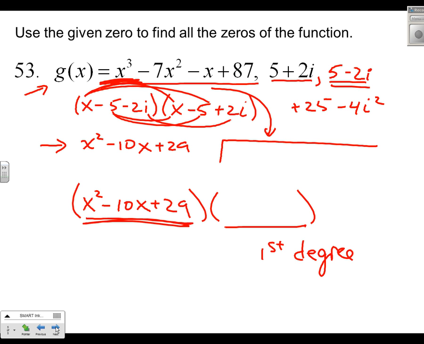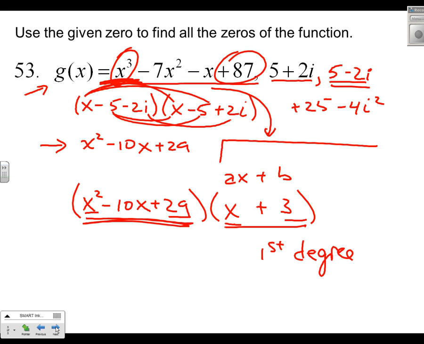And once I put a linear term in here, ax plus b, the only place I'm going to be able to get x cubed is by putting in x here. So x squared times what is x cubed? X. The only way in this superfoiling I would get a constant would be with 29 times whatever's here. So 29 times what is positive 87? Plus 3.